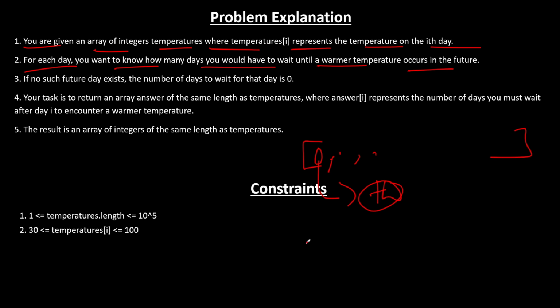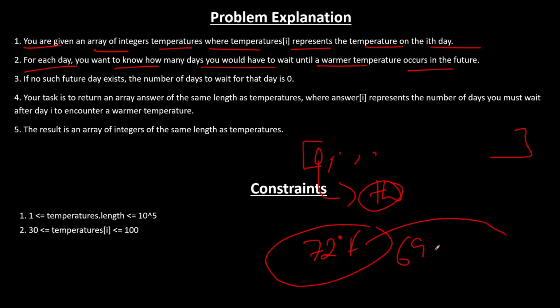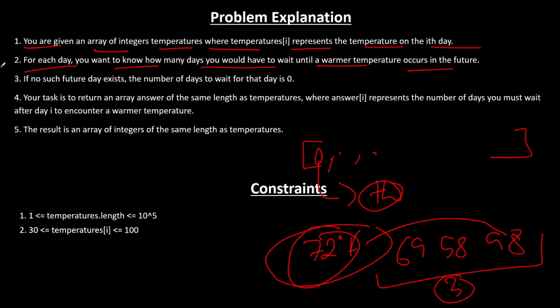That means if today is 72 degrees Fahrenheit, suppose, or Celsius, then when will be a warmer temperature? After how many days? Suppose next is 69, then it's 58, and then it is 98. So we can see after 3 days we can get a warmer temperature than 72. So this is what is depicted in the second line. This is what they want to know.